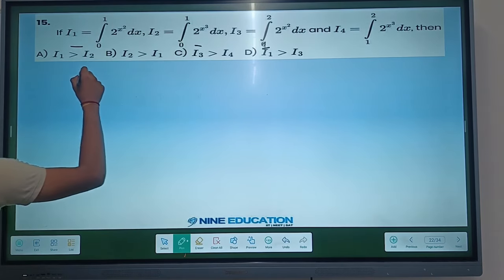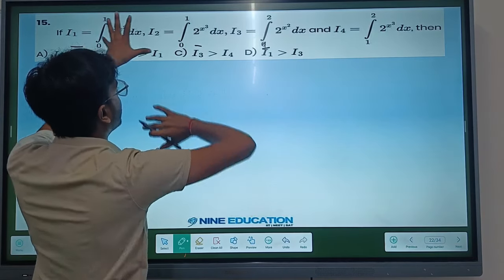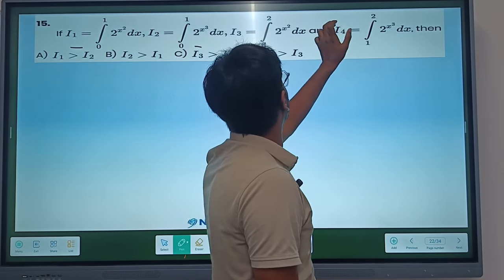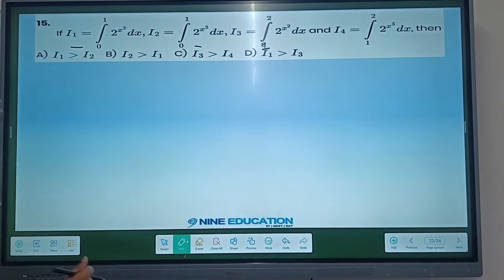I1 and I2 have the same limits, and I3 and I4 have the same limits. And let's talk about I1 and I3: they have the same integrand but different limits. So let's talk about I1 and I2 first.